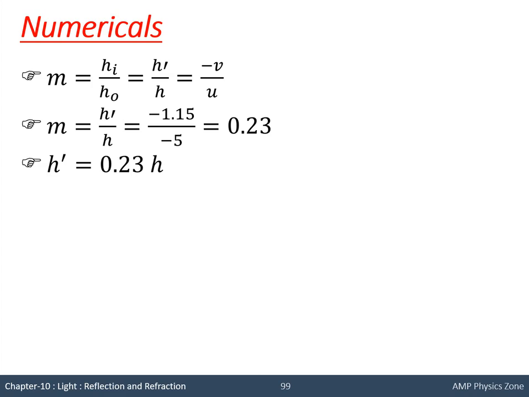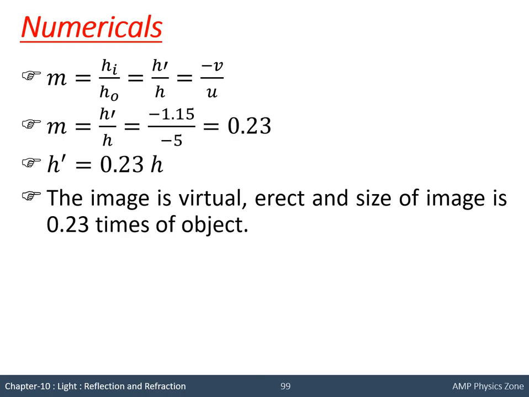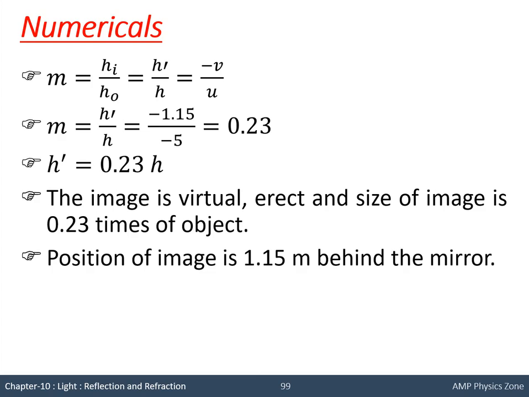So the size is diminished. So in the nature of the image we can write it is a virtual and diminished image. Okay, and for the size of the image we can write the size of the image is 0.23 times that of the object. Okay, so like this we can write. And the position is 1.15 behind the mirror.